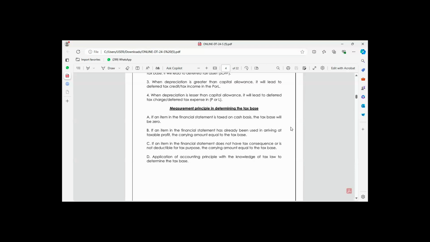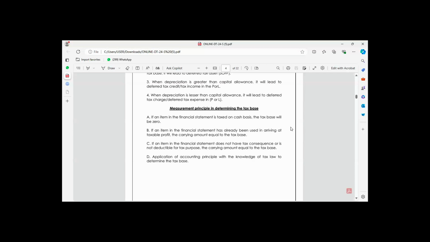2. If an item in the financial statement has already been used in arriving at the taxable profit, the carrying amount will equal the tax base. It has already been used in arriving at the taxable profit. The carrying amount will equal the tax base.